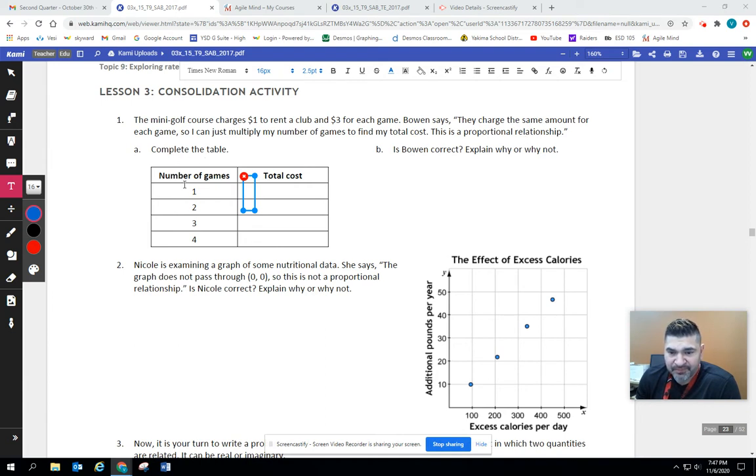So complete the table. Okay, so it says $1 to rent a club plus $3 for each game. So it's $1 for the club, and then we have one game, so that's another $3. Our total will be $4. What if we played two games? So remember, it's $1 for the club, and then two games, 2 times 3, that would be 6, plus the 1, that would be $7.